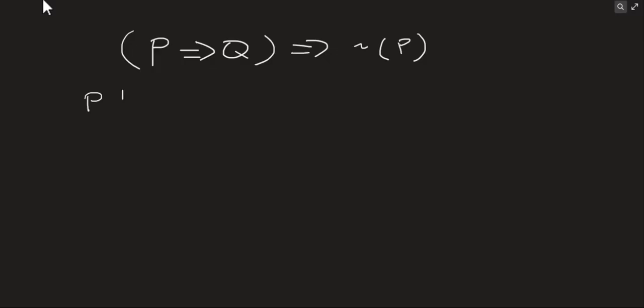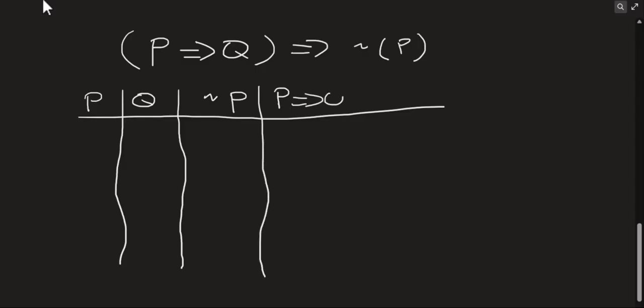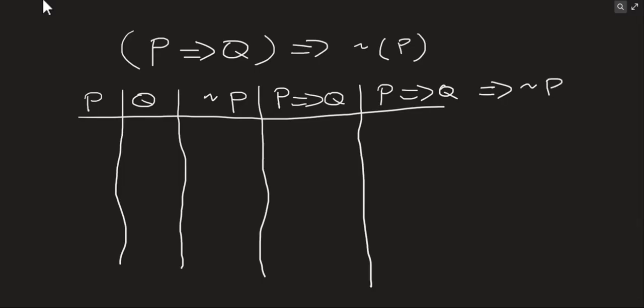We'll need to have P. We'll need to have Q. We'll need to have not P. And we'll need to have P implies Q. And then we'll have our final statement, P implies Q implies not P. Alright, so there are two statements here, so that means we have 2 to the 2 or 4 different possibilities.